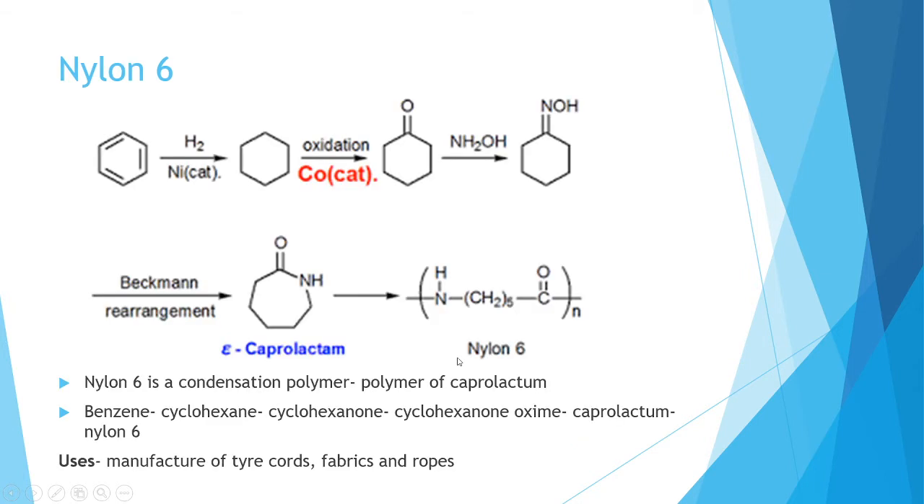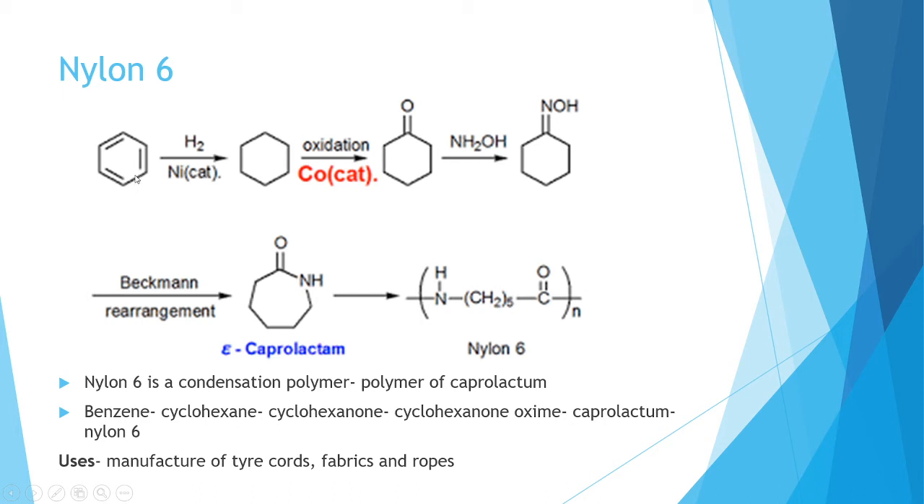And the next polyamide is nylon 6. Here, nylon 6 is formed by the polymerization of caprolactam. That is, the monomer of nylon 6 is caprolactam. That is, polymerization of caprolactam gives nylon 6. And this caprolactam is obtained from benzene.